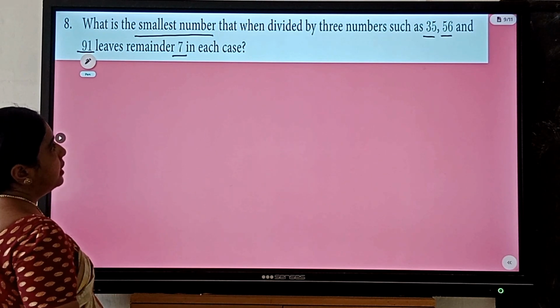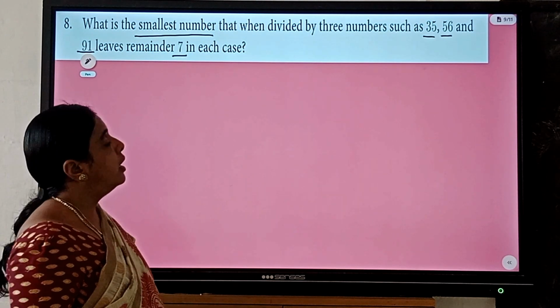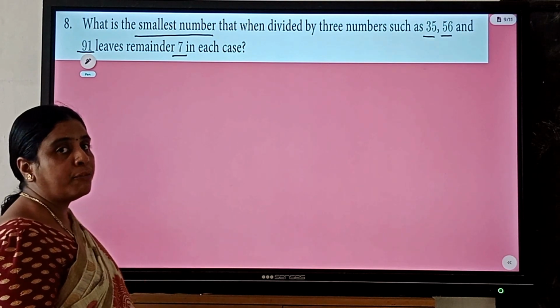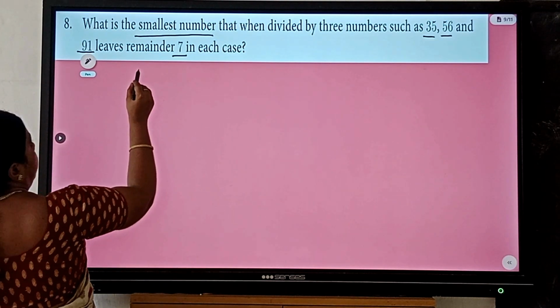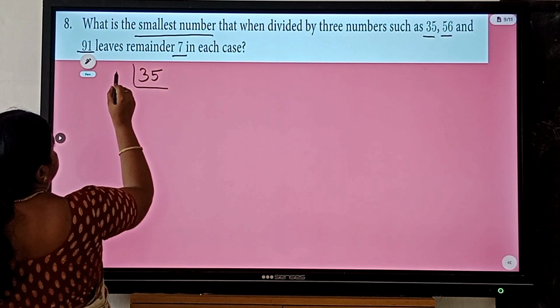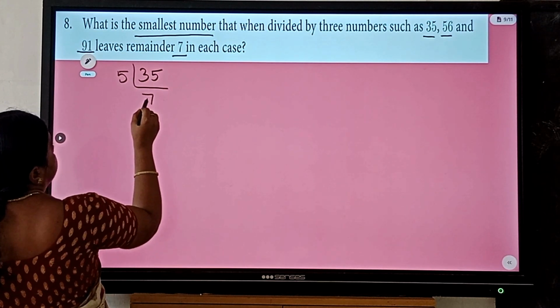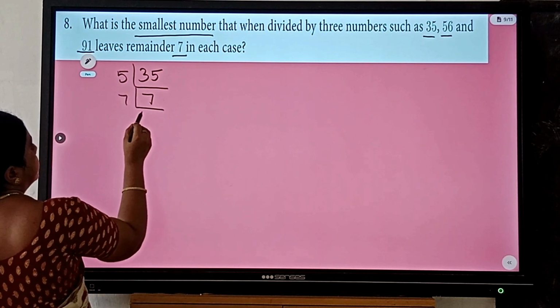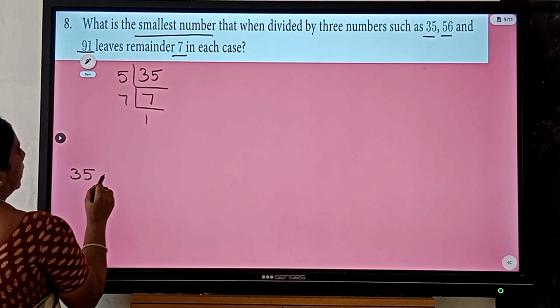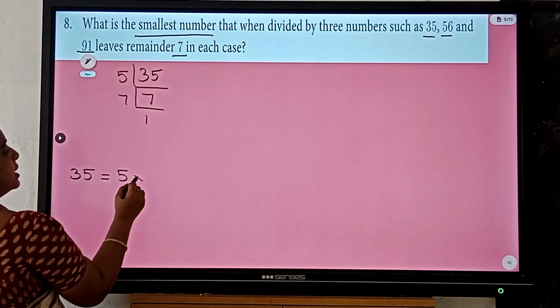So to find the smallest number, what we are going to do? We are going to find the LCM of 35, 56 and 91. Just like the previous sum, let us do the prime factorization. So 5 sevens are 35, then 7 ones are 7. The factors of 35 are 5 into 7.